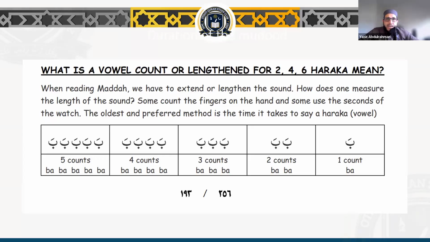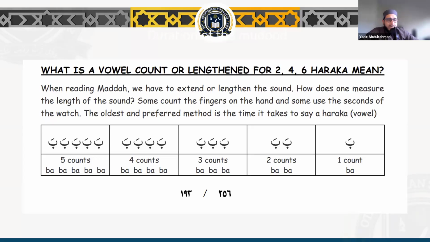Now, in terms of speeds, we have 5 different measures. The first one, we call it shortening or al-qasr, right? This is 2 counts, 2 haraka. So if you say ba, that's 2 haraka, right? That's a med. That's longer than ba only, right? So when you say 2 haraka, it's ba, right? If you say nuhiha, u, that's the 2 haraka.